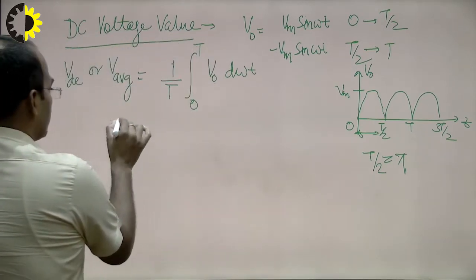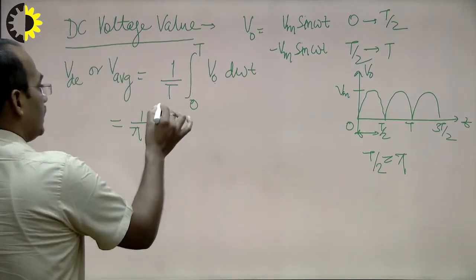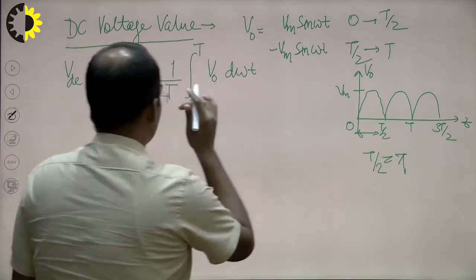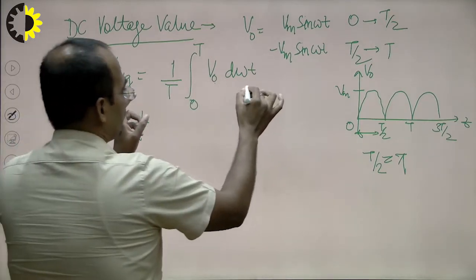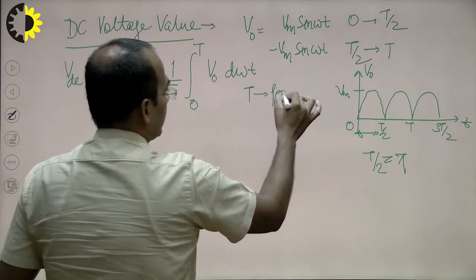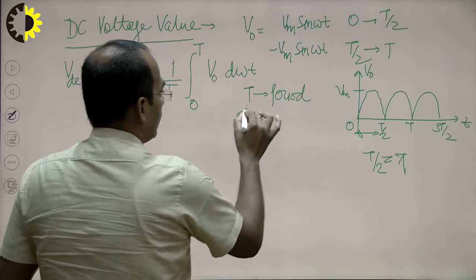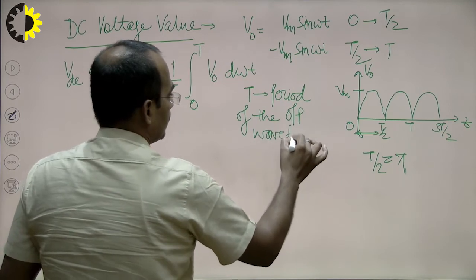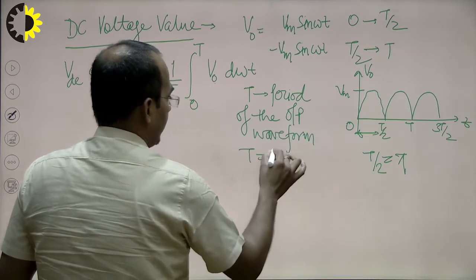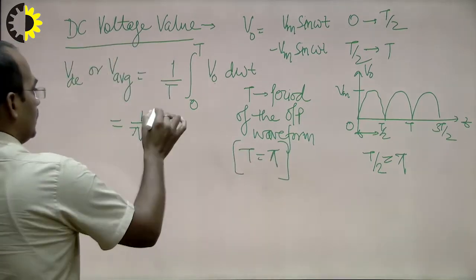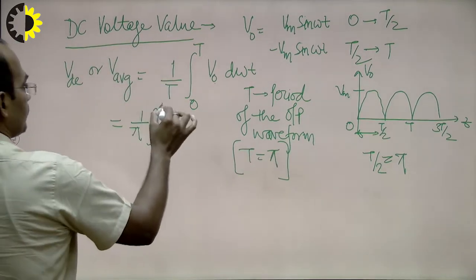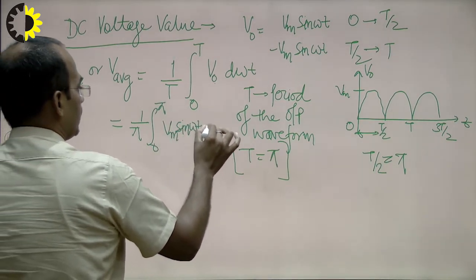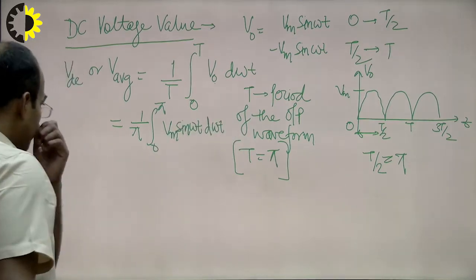So I will write here 1 by pi, where T is nothing but the period of the output waveform. So the period is pi, so I am writing T is equal to pi, integral 0 to pi of Vm sin omega t d omega t.